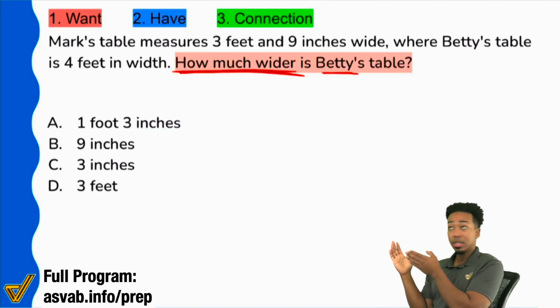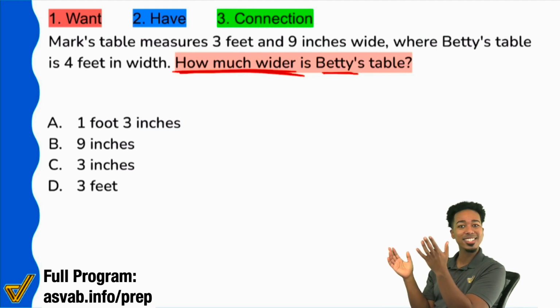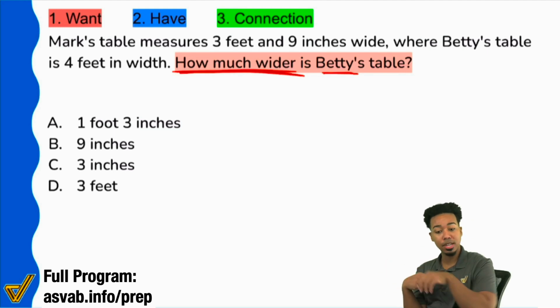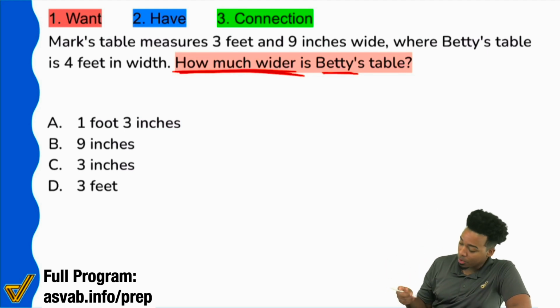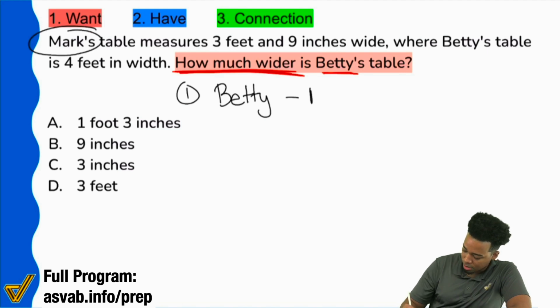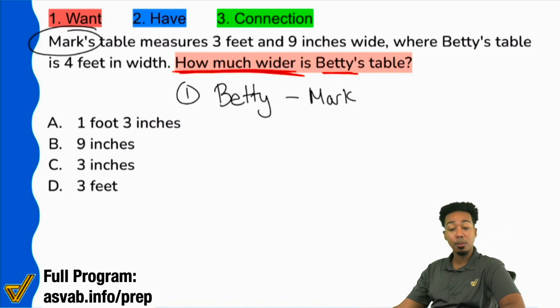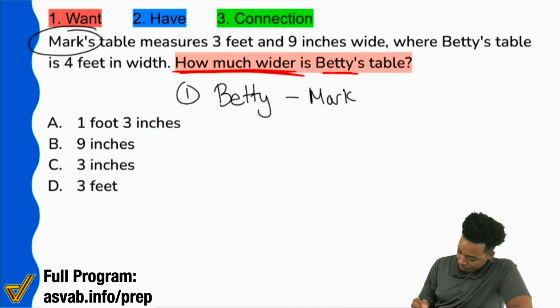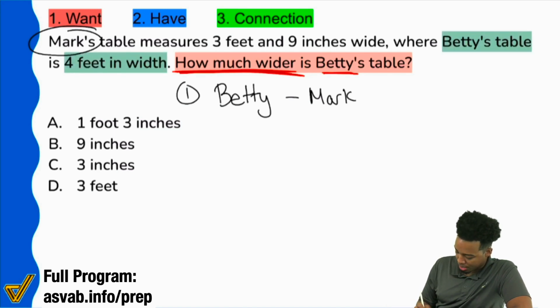So let's think about that intuitively. Apply that here. This question, before we even read anything else, actually already gives away the math that we're doing. How much wider is Betty's desk or Betty's table? Well, guess what? We're trying to figure out the difference between Betty and, I guess, Mark right here is who we're talking about. So Betty minus Mark, that's going to give us exactly what we need, and we're good. So with that said, let's get to it. So bam, what's Betty's table? Well, Betty's table over here, it says Betty's table is 4 feet in width. So Betty right here, 4 feet.